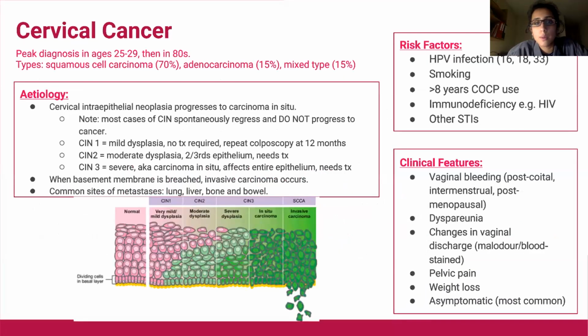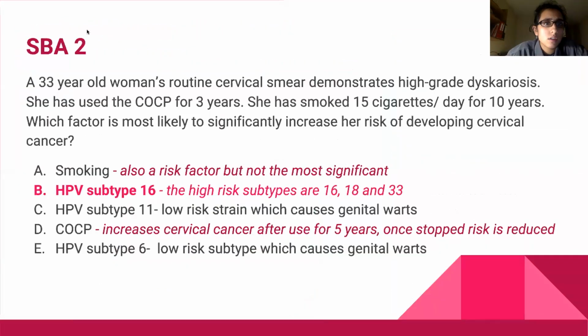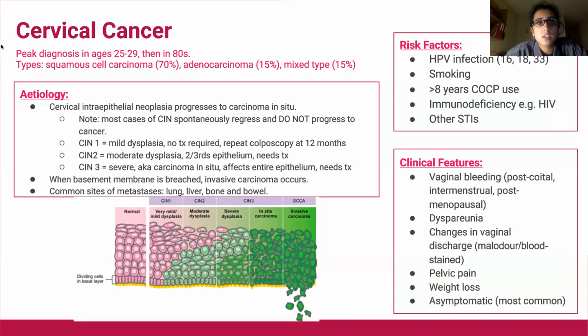So I think we're running a bit short on time, so I'll go through this a bit more briefly than I did the previous section. So cervical cancer has a bimodal age distribution. Peak diagnosis is in the late 20s, so 25 to 29, and then there's a second peak in the 80s as well. The usual type is squamous cell carcinoma. In terms of risk factors, one of the most significant, as well as smoking, is HPV infection, and specifically HPV subtypes 16, 18, and 33. HPV is human papillomavirus.